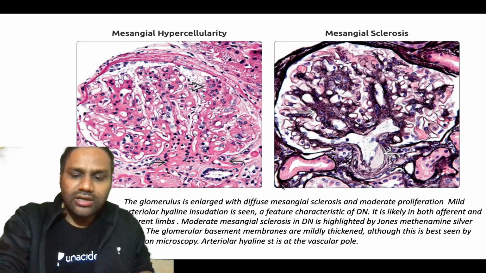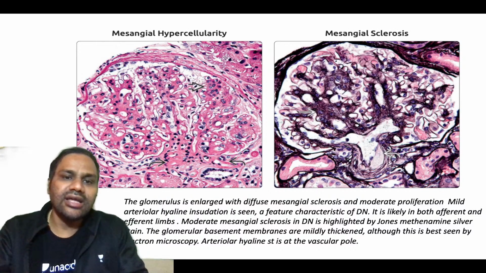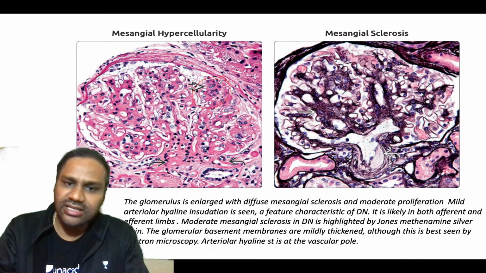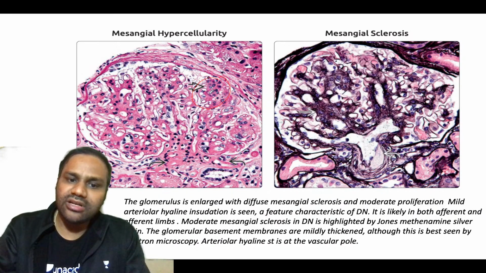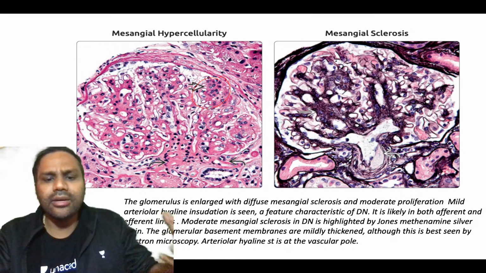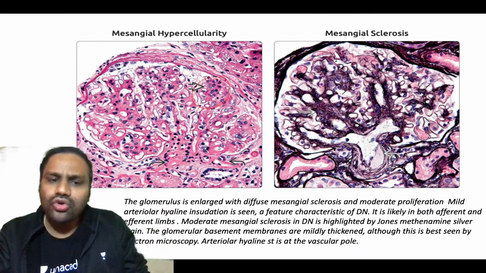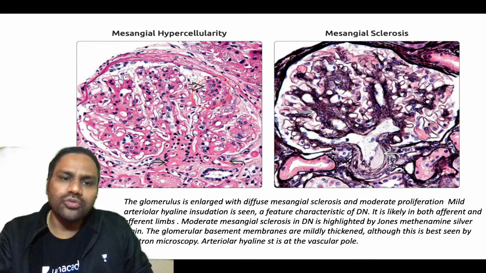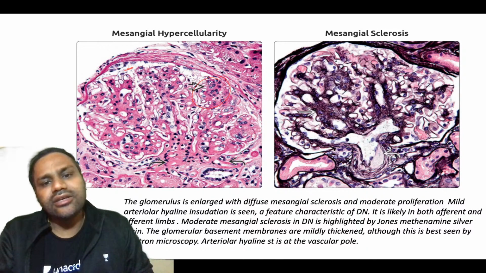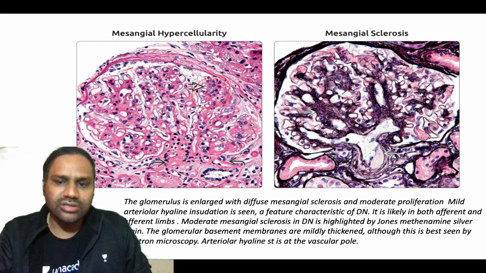Here this image is showing mesangial hypercellularity. See, this is a mesangial region. I have already explained to you again and again about the glomeruli. These all are the capillary loops. This is Bowman's capsule space, and here you can see mesangial cellularity. This mesangial cellularity is very much, you can see.